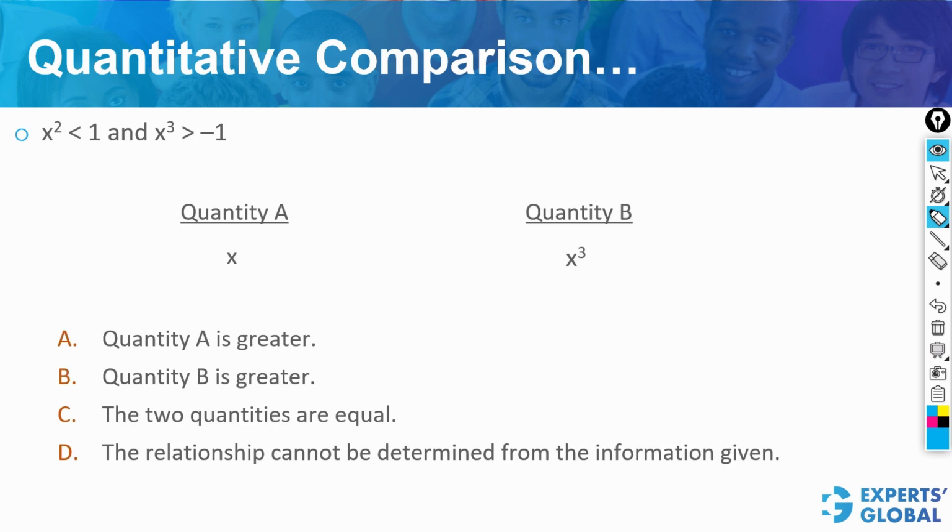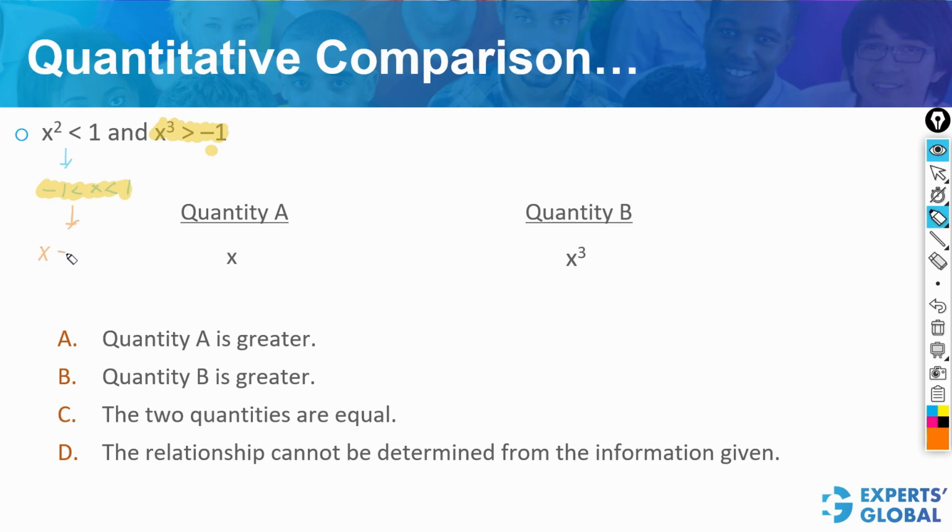Please pause the video and solve this problem. X squared less than 1 suggests that x must be between -1 and +1. And for this entire range, the second inequality very much holds. So we don't really need to worry about this second inequality here. Let's take different values of x in this range.